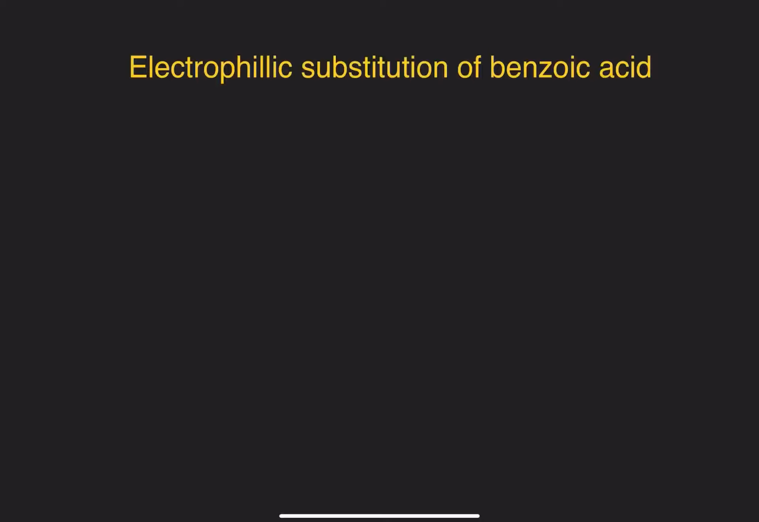Before we start with electrophilic substitutions of benzoic acid, just understand what benzoic acid is. When I draw a benzene ring and attach a carboxyl group, which is COOH, I get benzoic acid or benzene carboxylic acid. Both names are accepted by IUPAC. Now let's begin with electrophilic substitution reactions.